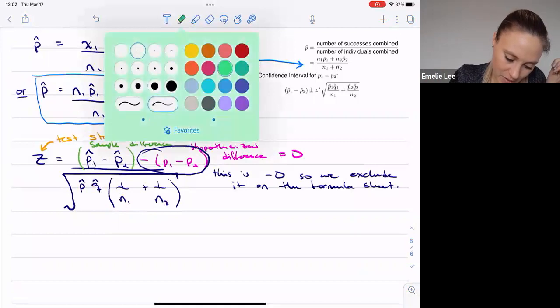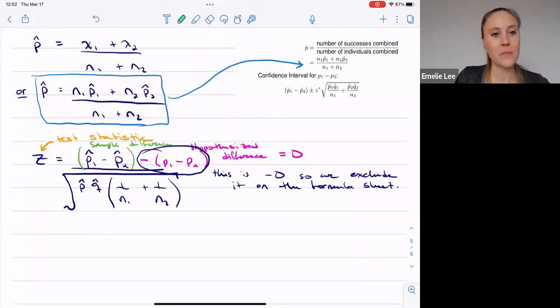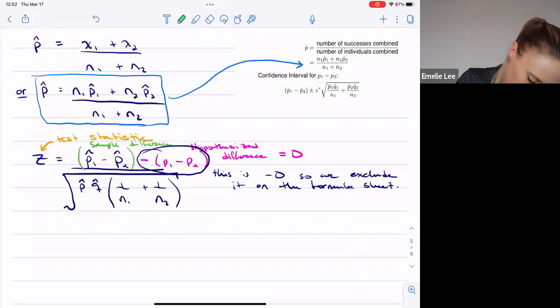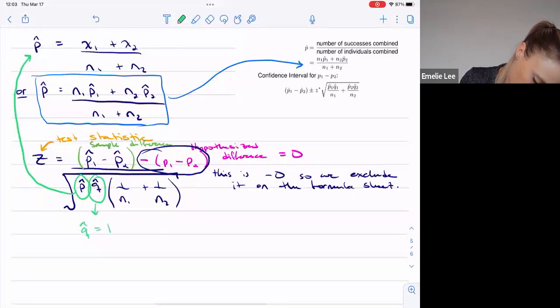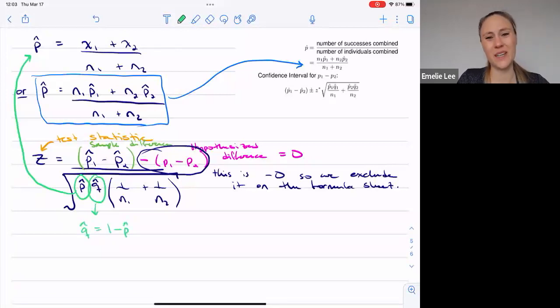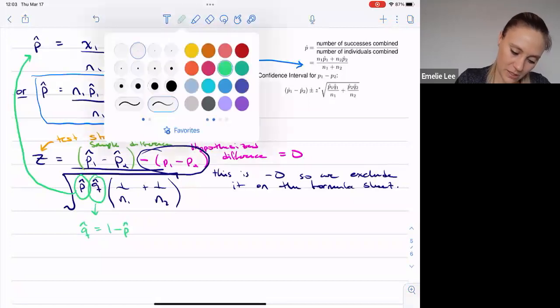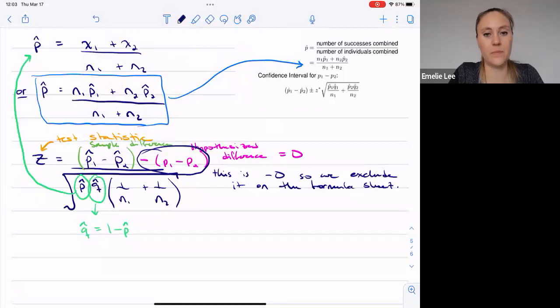And so here, what color haven't I used? Maybe this one. So where this p hat comes from up here, right? And then of course, q hat is 1 minus p hat. I don't think I should have to say that anymore, but I know it can be confusing in the beginning. Oops. Different color wheel. Okay.